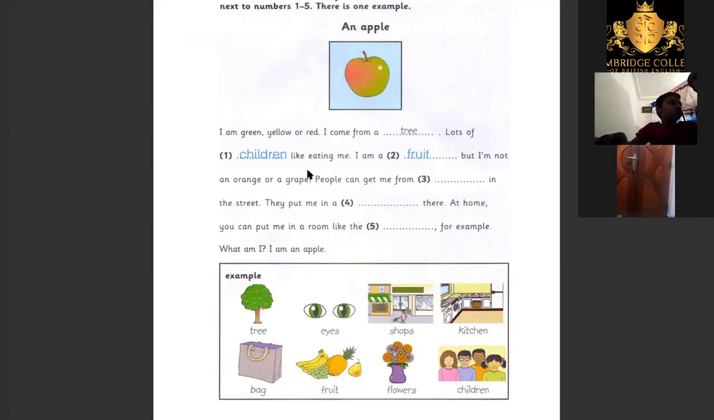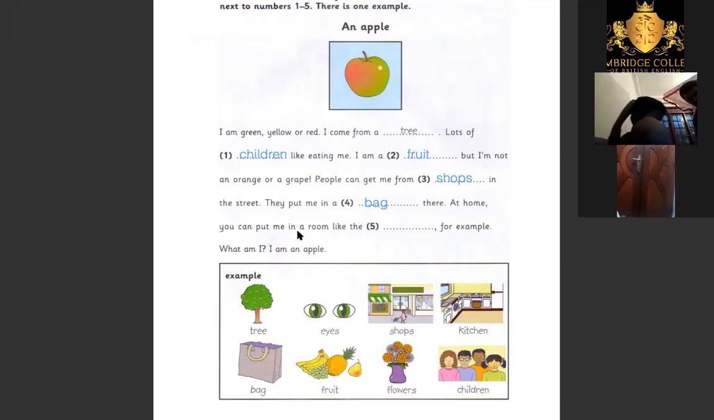People can get me from where? From shops. You should write the word shops. In the street. Shops, yes. They put me in a what? In a bag. So you should write the word bag. They put me in a bag there.